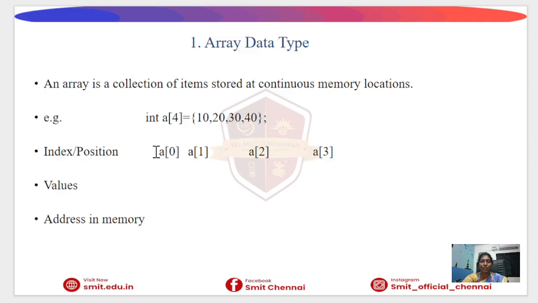Let me explain the index. What is the index? a[0] is equal to 10, a[1] is equal to 20, a[2] is equal to 30 and a[3] is equal to 40. So we are giving the values 10, 20, 30, 40 and the indexes are a[0], a[1], a[2], a[3]. The index always starts from 0 only. The arrays are used when we want to store multiple values of the same type.